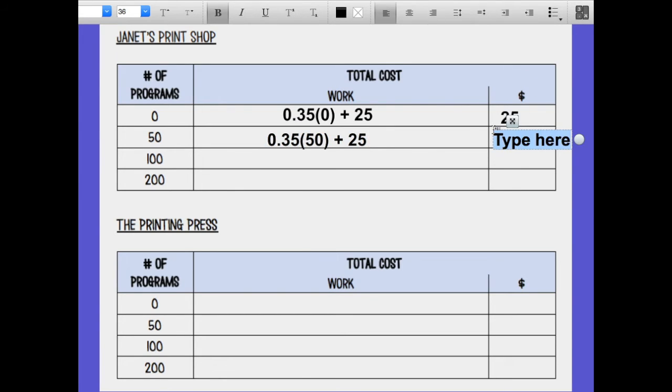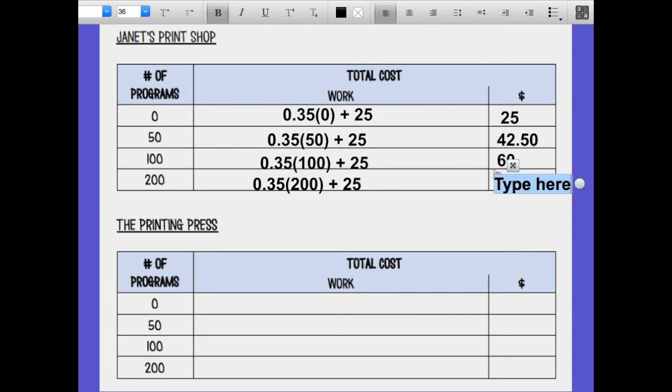On your calculator, it's going to be 42.5. Remember that it's money, so it's going to be 50 cents. Same idea for the next one, times 100 plus 25. So it looks like we're going to get 60 here. And same idea for the last one. Multiply by 200 plus 25. And we get 95.